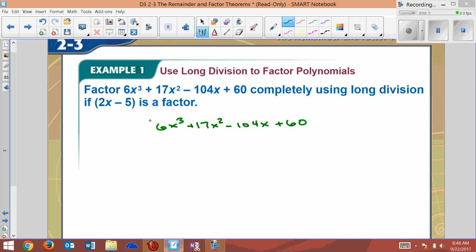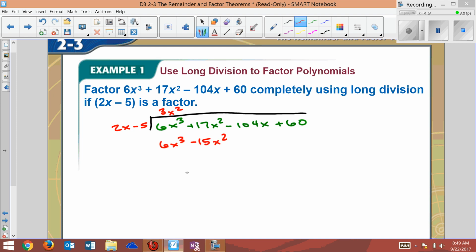Now what we do is we draw our division line, just like you learned in grade school, and then you put your factor over here, which our factor is 2x minus 5. And what you ask yourself is, what do you need to multiply this term by to give you this term? Which in this case would be 3x squared. So if I multiply by 3x squared, 2x times 3x squared is 6x cubed, and then negative 5 times 3x squared would be negative 15x squared.